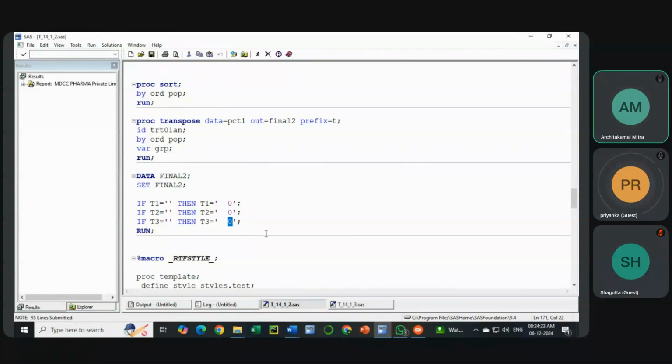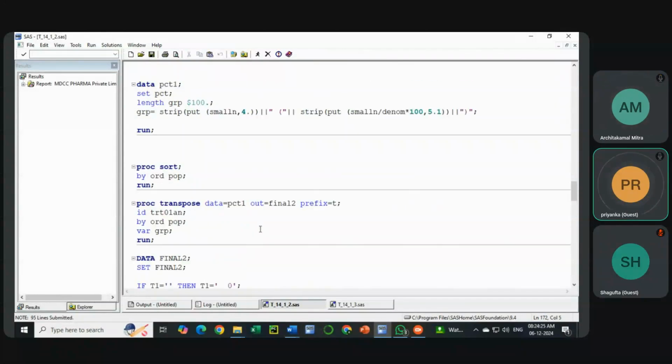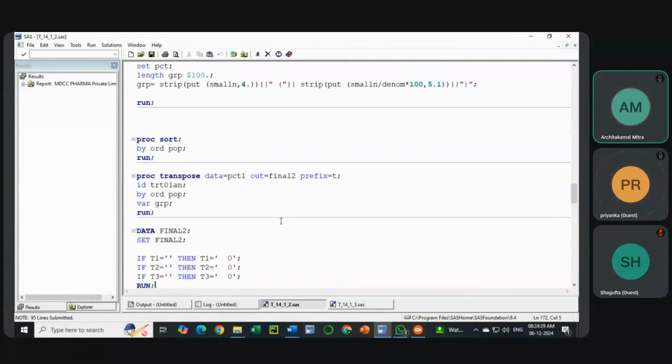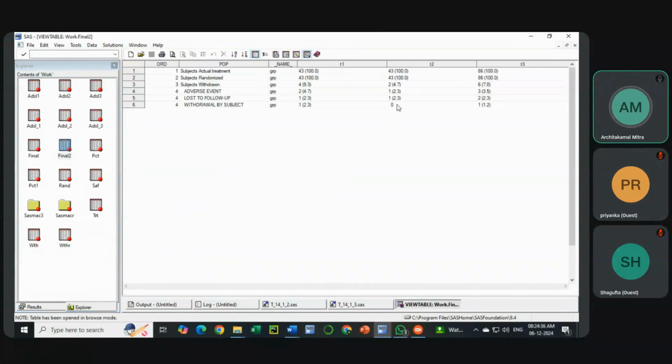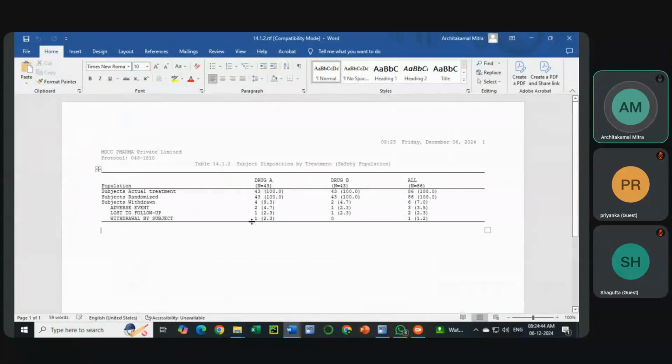We have given this. Because if you see in final 2, now we won't be able to see probably. Because in final 2, this was blank. But you can't keep a blank here. You should keep something. You should keep a 0. That is the reason this came up as 0.